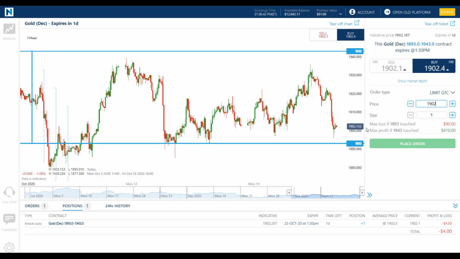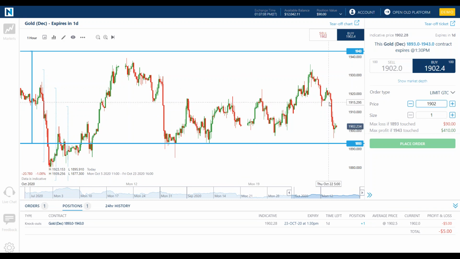It trades right in line with the underlying asset. In this case, I'm looking at gold. If I think the price is going higher, I buy it. If I think the price is going lower, I sell it. I can certainly put a price to potentially try to buy it lower. And just like I bought one, I paid $1902.50. Remember, I don't have to wait until expiration to see what happens.